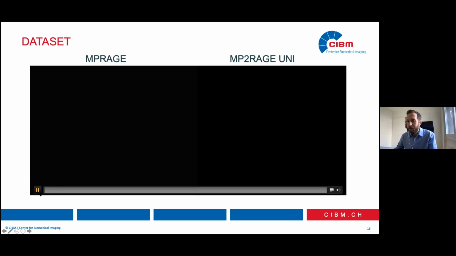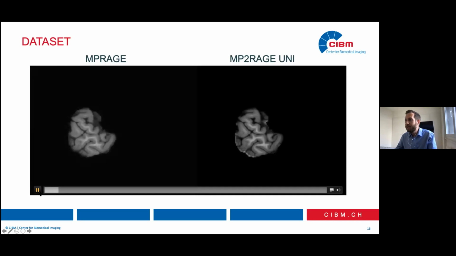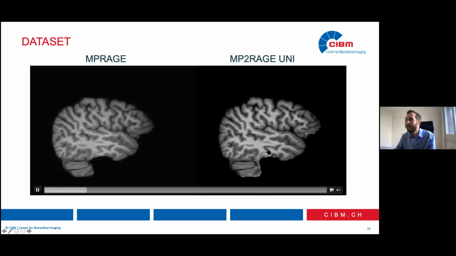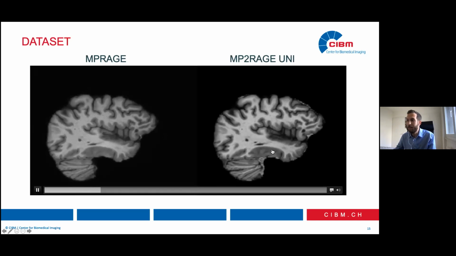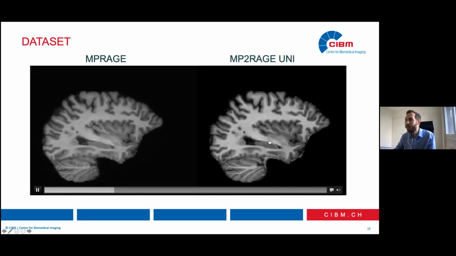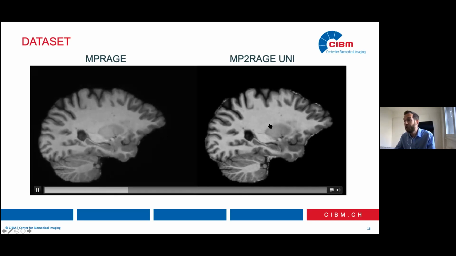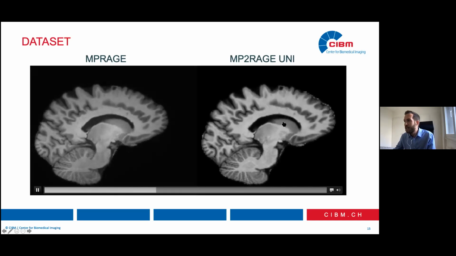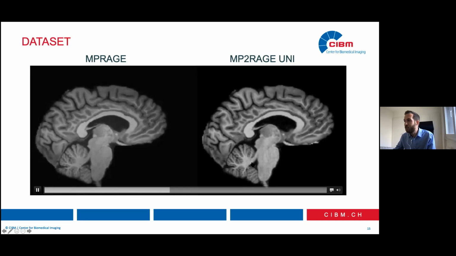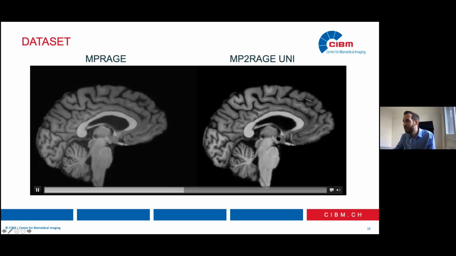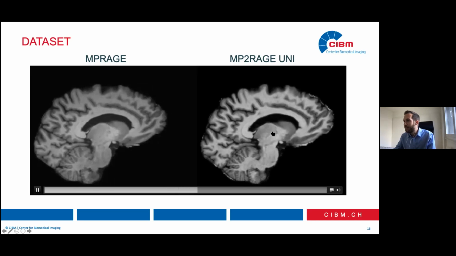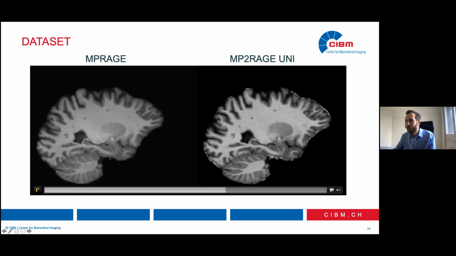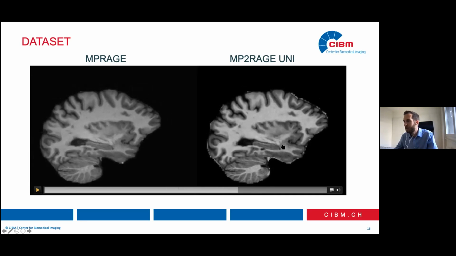And here I propose the 2 images. On the left-hand side, you have the common MP-RAGE, and on the right-hand side, the MP2-RAGE. As you can see, they are extremely similar. However, on the right, you can see a higher tissue contrast, particularly if you focus on the cerebellum area, as well as MS lesions have a higher contrast as well. We can see, for example, here would be a lesion. And so, yes, I think these are our images.